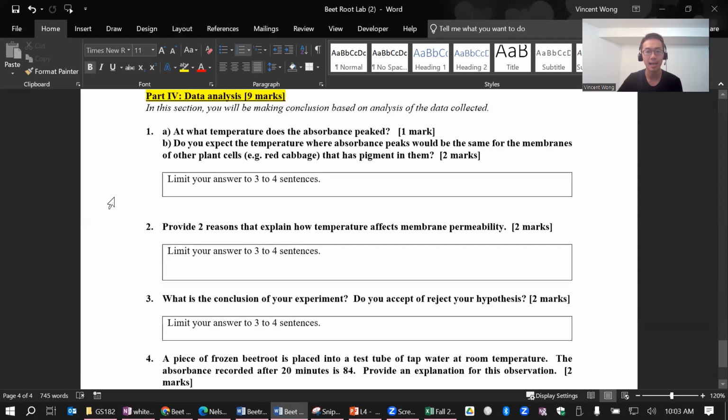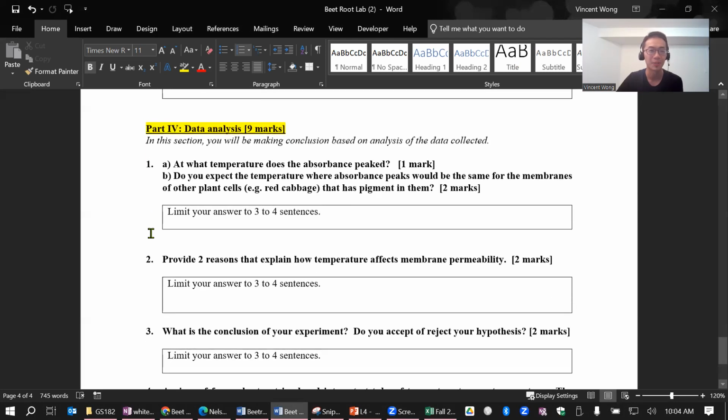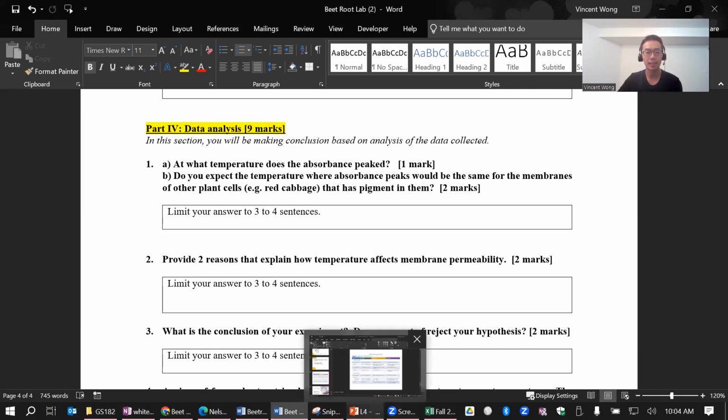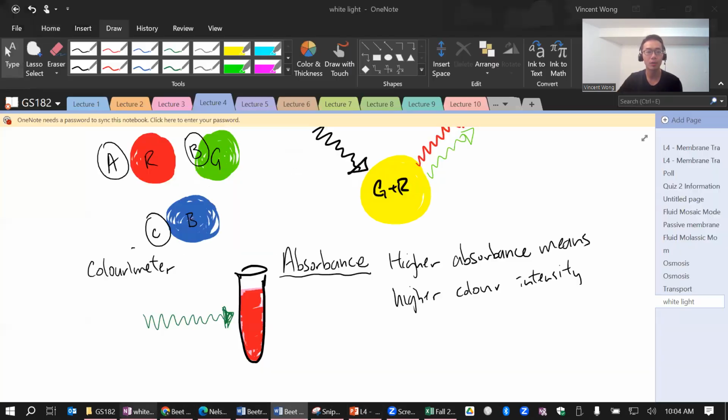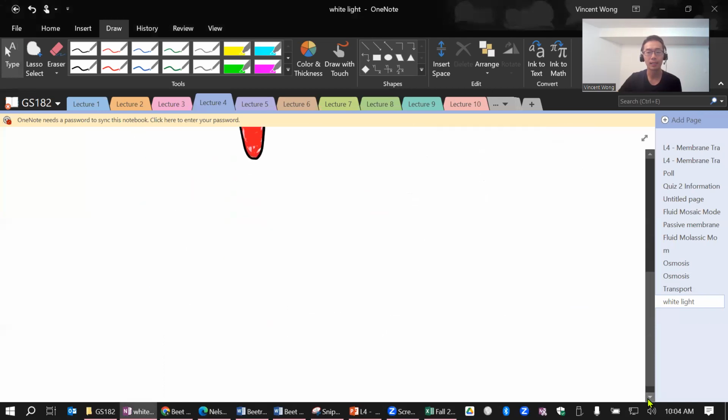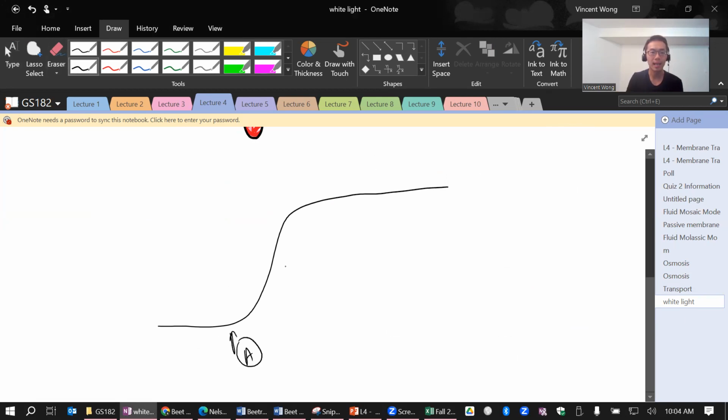All right, data analysis. I'm sorry, I planned to finish this in 1 hour, but it looks like I'm talking too much again. We're gonna have to go the whole way. Okay, here. At what temperature does the absorbance peak? All right, so I want to show you a graph here. If you have a graph that looks something like this, okay, where is the peak? Is it at A, B, C, or D?